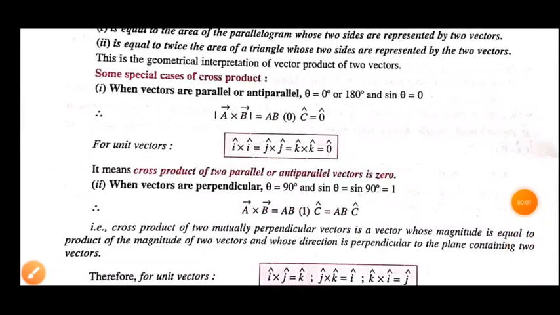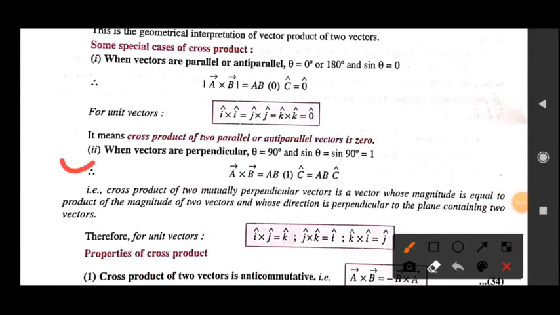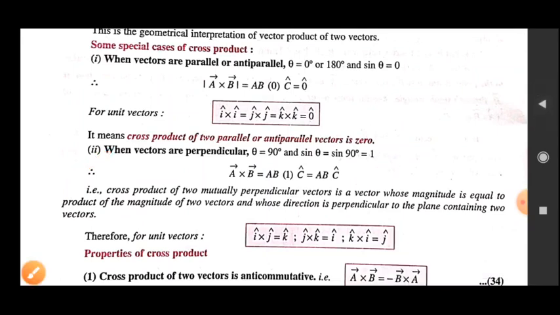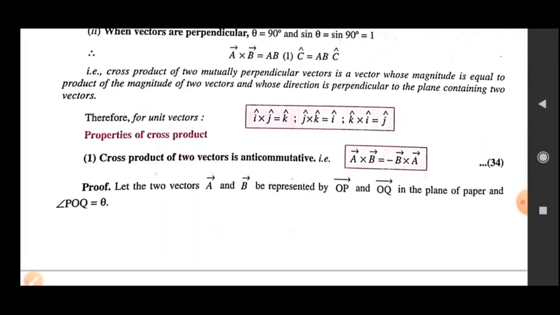The second case is when two vectors are perpendicular. Then theta will be 90 degrees and sine theta will be 1, so a cross b will be equal to ab. From here you can find the value of the vector product and which factors it depends on.